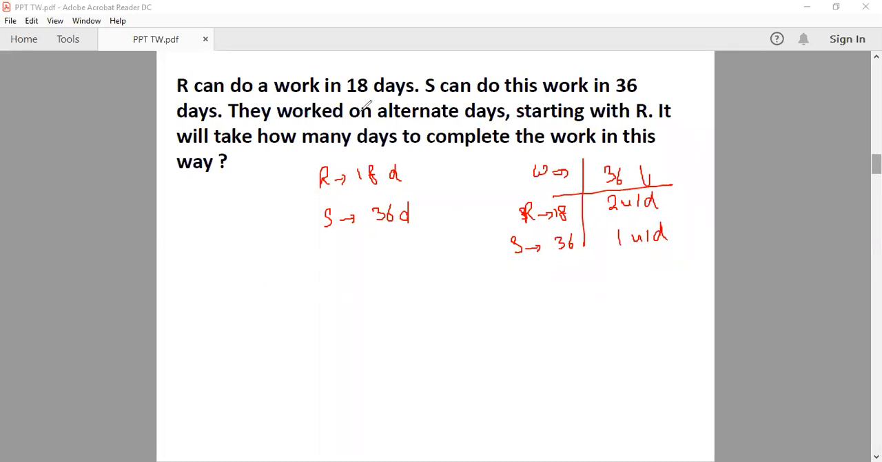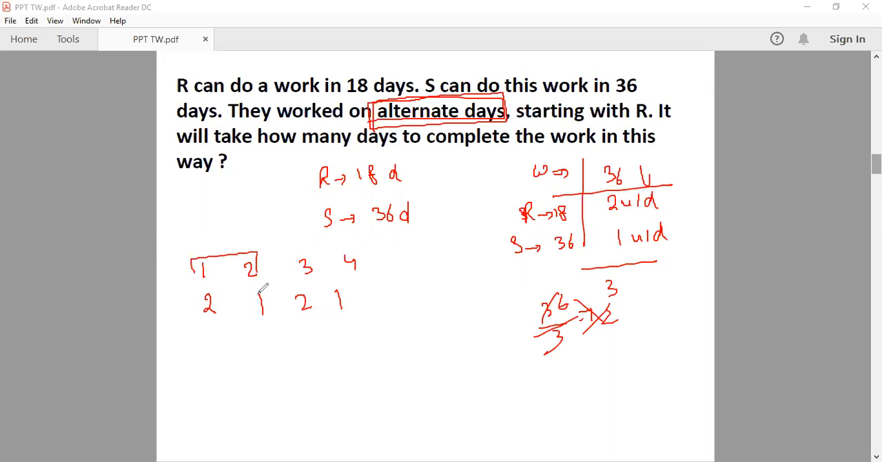See, now the important thing is they are working on alternate days. They are working on alternate days. So the people who are answering 12, आपने क्या किया, आपने इसको 2 + 1 3 किया and 36/3 12, which is wrong. Okay. In questions में you have to make pairs, that first day, second day, third day, fourth day, and you have to see what are the pair. First day आपका 2 units काम हुआ, second day 1, then 2, then 1.